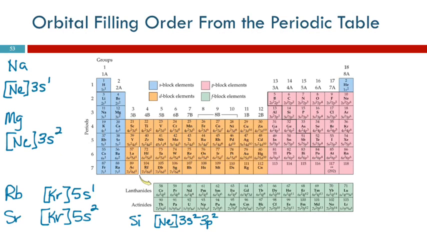When you get to the 4th period and whatnot, do you have to write out 4s, 3d, 4p? Yeah, we'll get to that in a minute. I'm ignoring that for now, because I want you to get this part straight in your head before we get into the d's. Any questions?